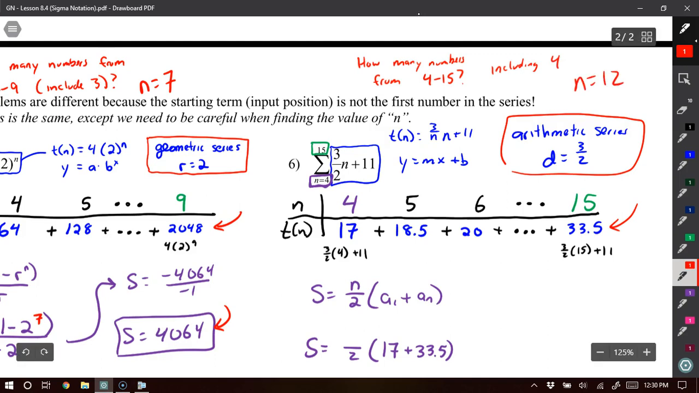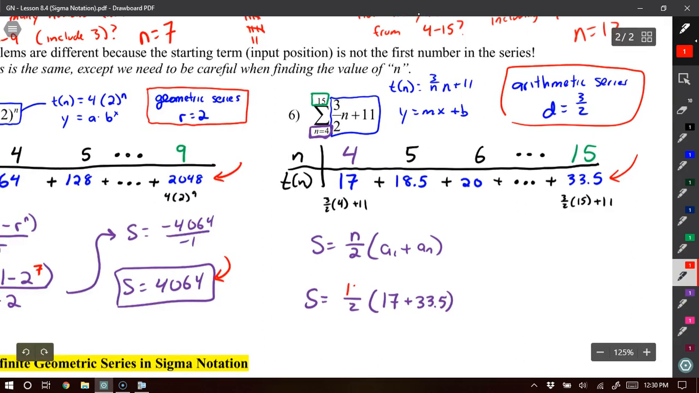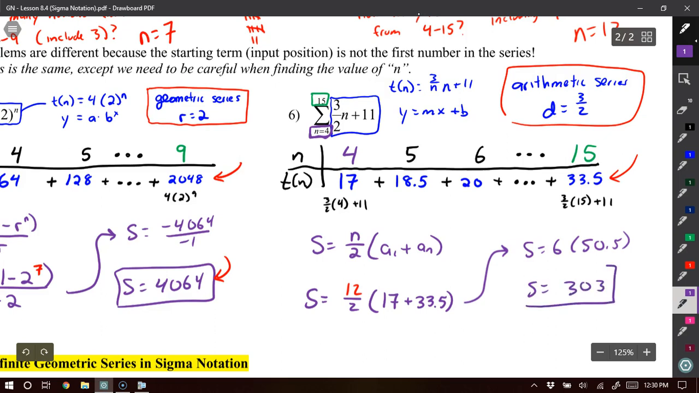I mean, look at this. We have 4, 5, 6, 7, 8, 9, 10, 11, 12, 13, 14, 15. There are 12 numbers there. So n is 12. So 12 divided by 2 I can do. I'm going to have 6 times 50.5, which isn't too bad. It's 303, and there is your sum. We answer the last part.